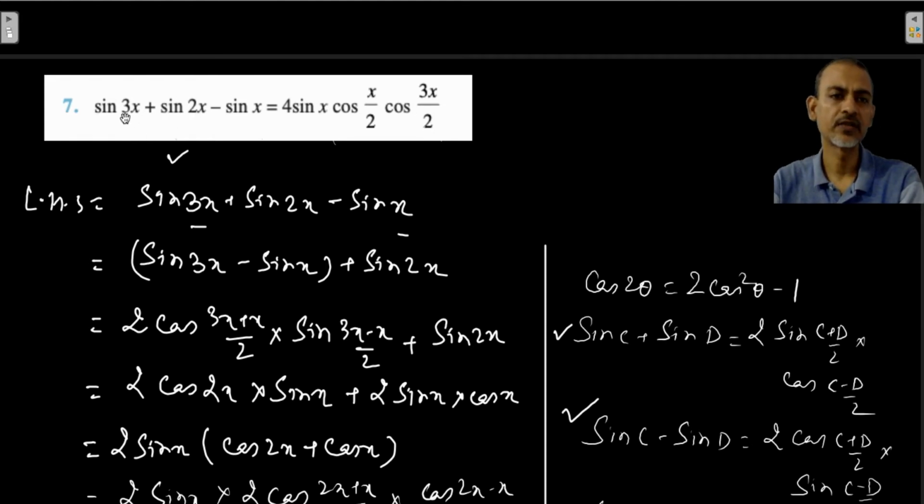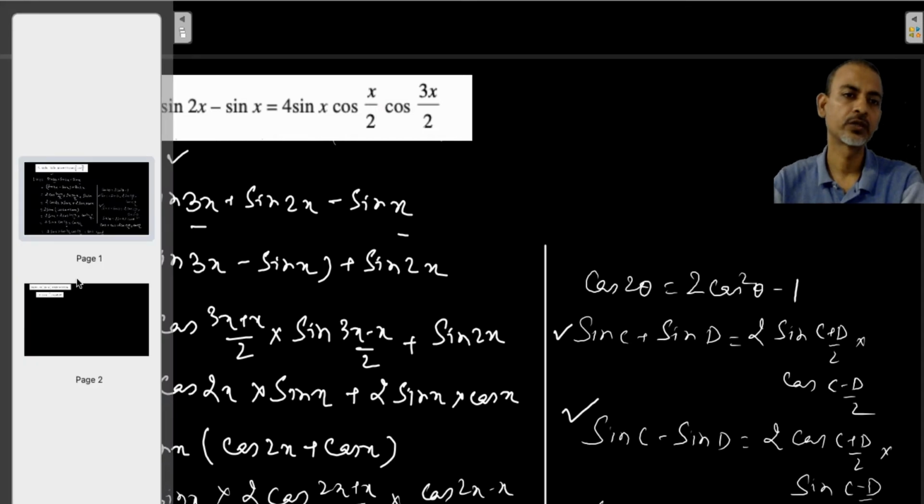You could have started with 3x plus sin 2x as well, and it wouldn't have made much of a difference. Just that I tend to club the bigger one and the smaller one together, and generally it gives a better result, right? Now going to the next problem.